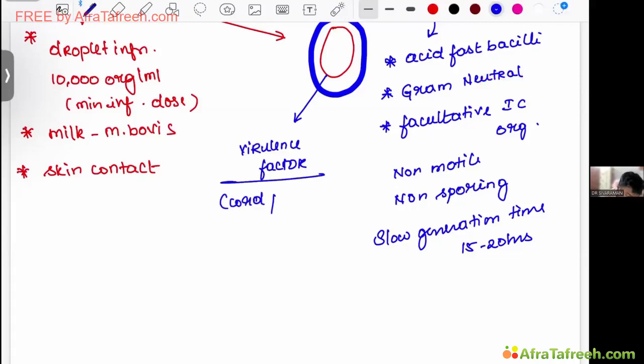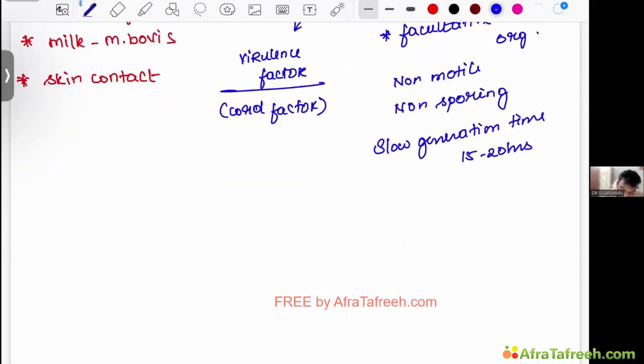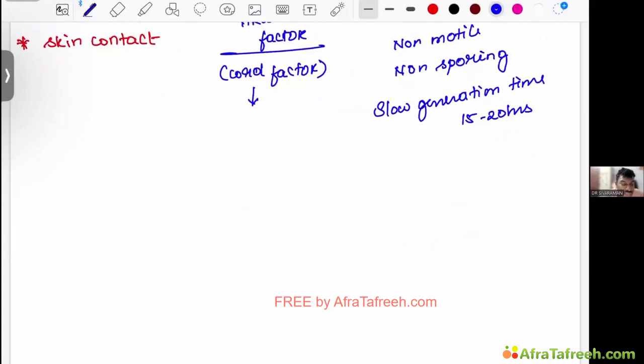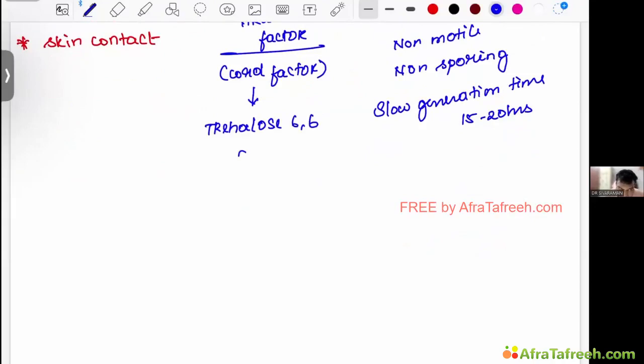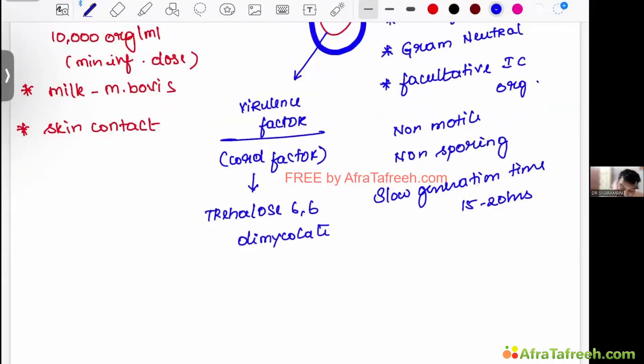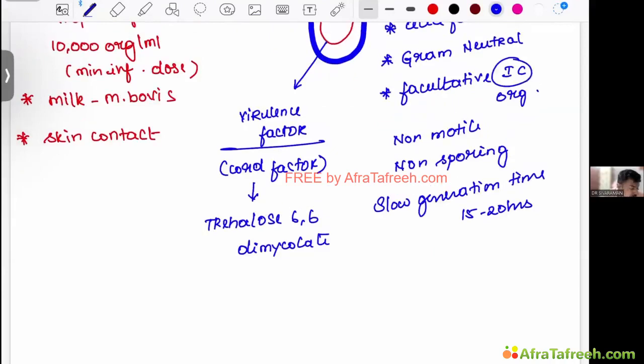And the Scott factor is nothing but a substance in the cell wall called trehalose 6,6 dimycolate. IC is intracellular organism. Okay, so what lesion? We will come to that later.